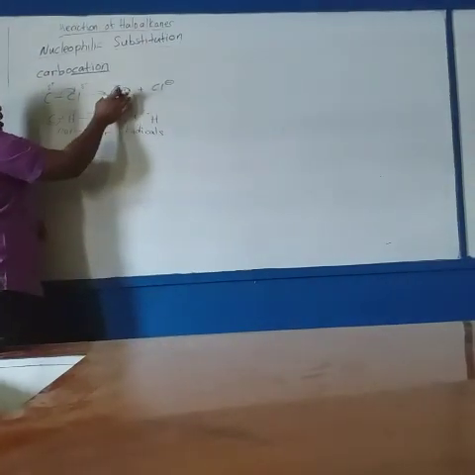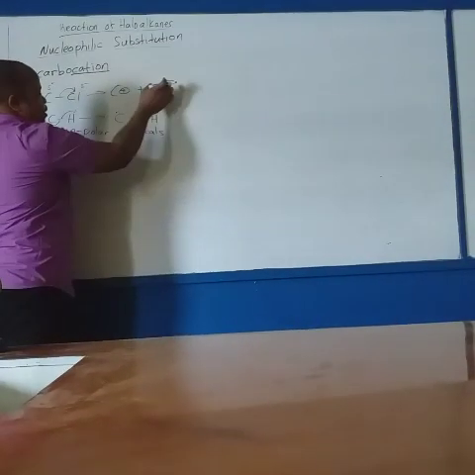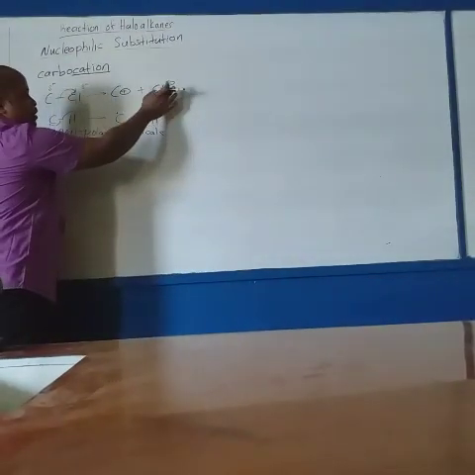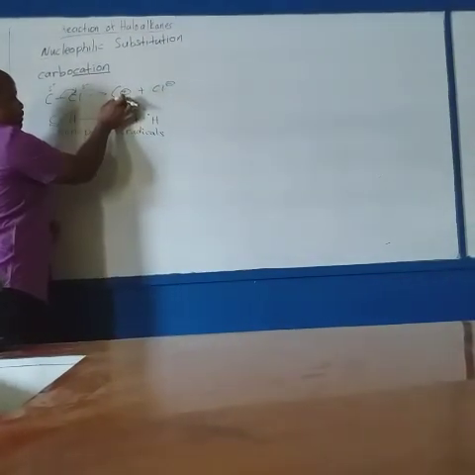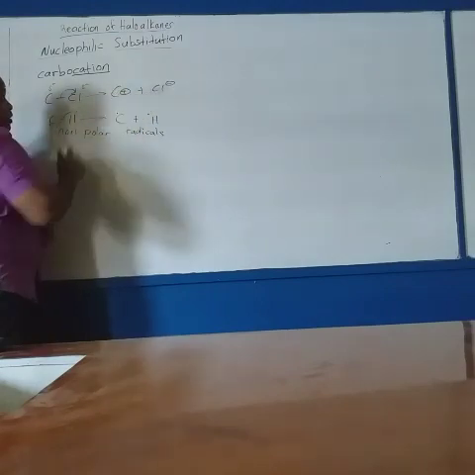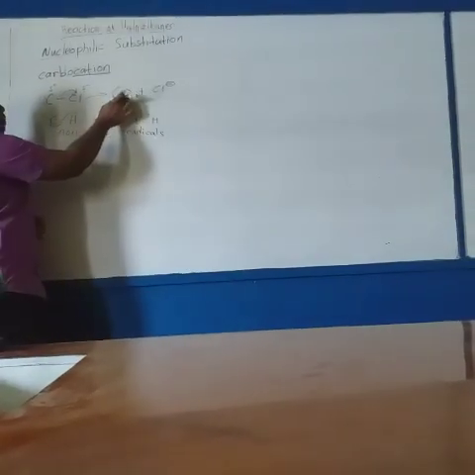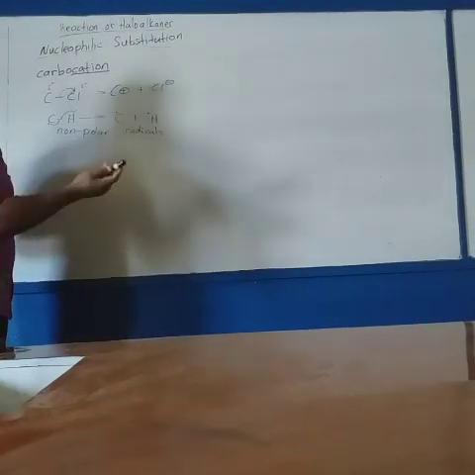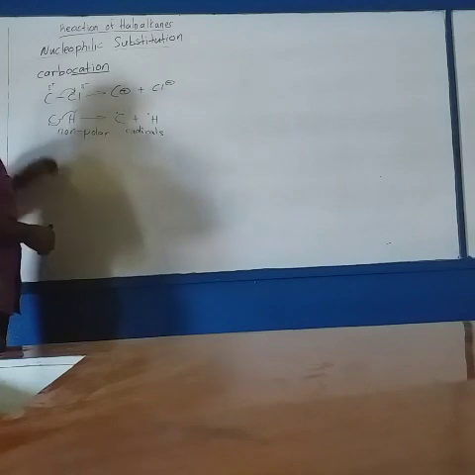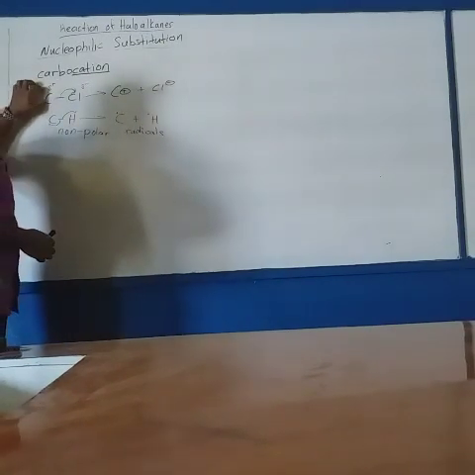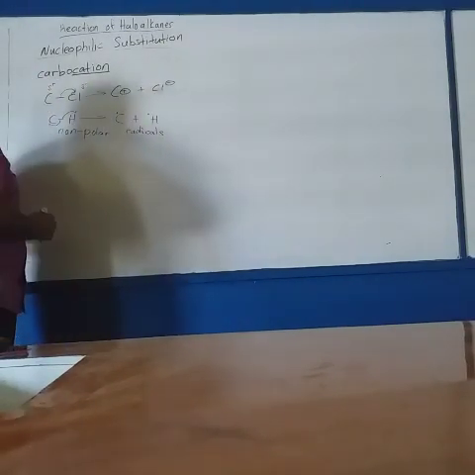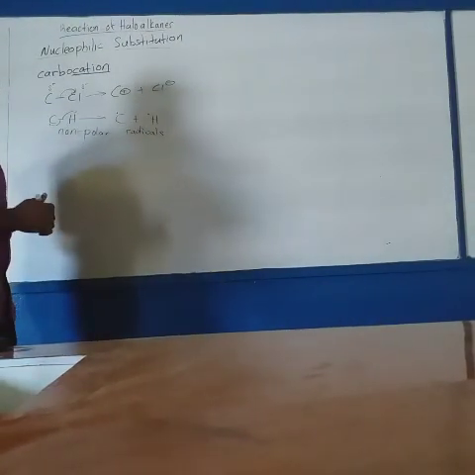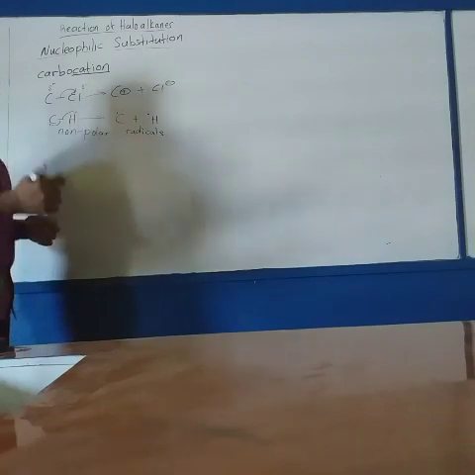So you get your positive carbon ion and your negative chloride ion. Once you have a negative charge, that is a nucleophile; once you have a positive charge, that is an electrophile. So this is a carbocation, a carbon with a positive charge. So this is how you get a carbocation. Now we classify the carbocations as primary, secondary, and tertiary.